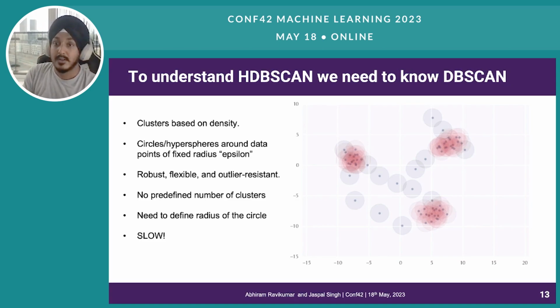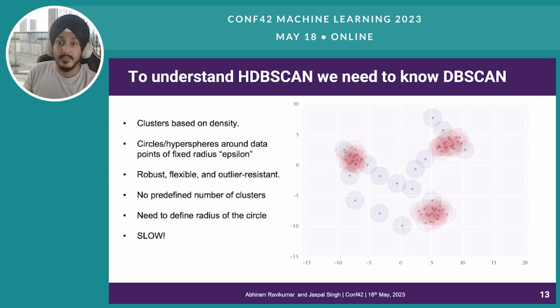Like you see on the graph here, where there are a lot of data points close to each other, there are a lot of circles, and that is the result of the DBSCAN algorithm. It's a good algorithm, and it is quite robust, flexible, and outlier resistant as well. We don't need to define a predefined number of clusters, which is a really good advantage. But it has a couple of problems, like you need to define the radius of the circle.